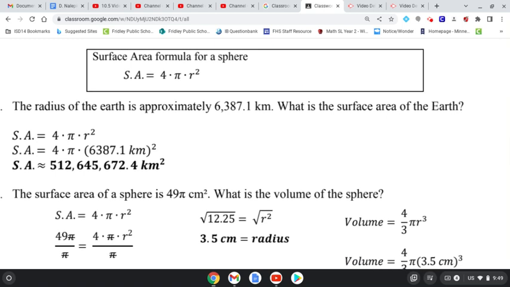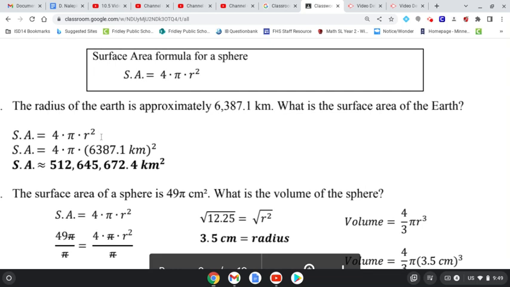So we're going back to our Earth problem. Here's the radius of the Earth. Once again, from the distance from the center to the edge of the Earth, 6,387.1 kilometers. So to find the surface area of the Earth, we simply take our formula and we replace the radius with what we know the radius is. So we put in this number.